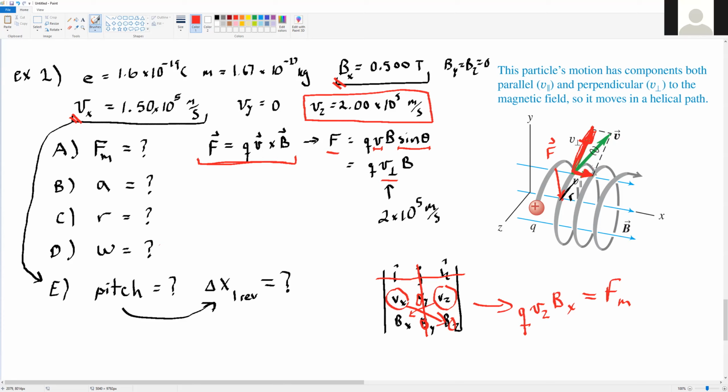Oh, okay, that makes sense. So now do I just plug and chug the numbers in after finding the force for part A? Yeah, now you're ready to plug in numbers. So QV perpendicular times B, and then we just got it to be Vz times Bx, right? Yeah. So any other questions, or I should probably just come back? Yeah, well maybe can you help set up for part B?